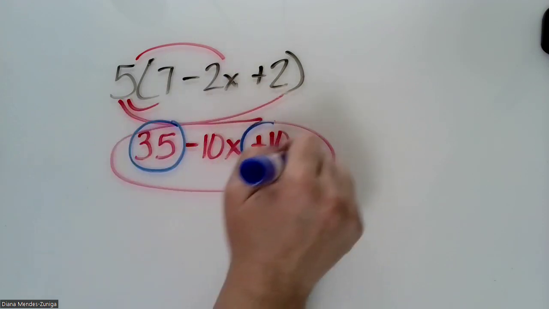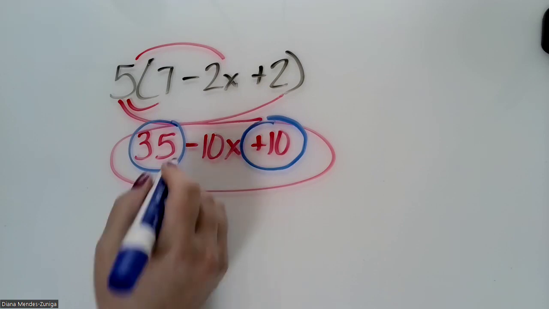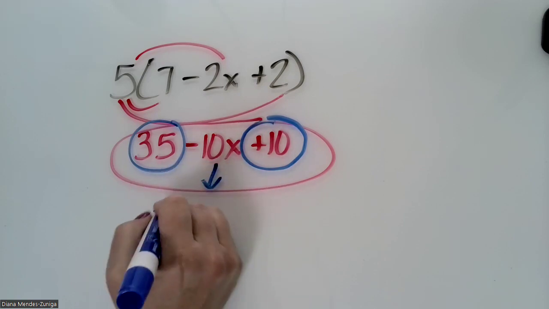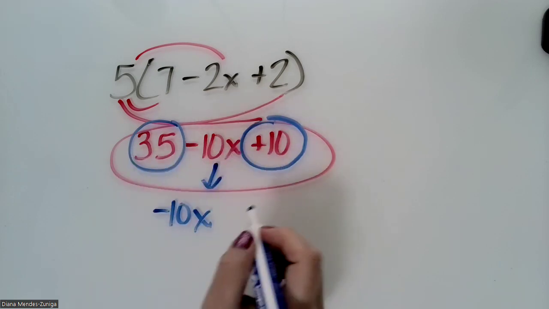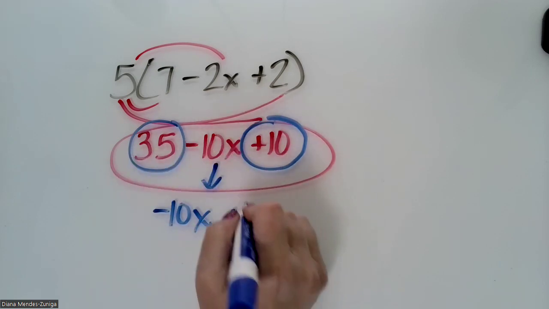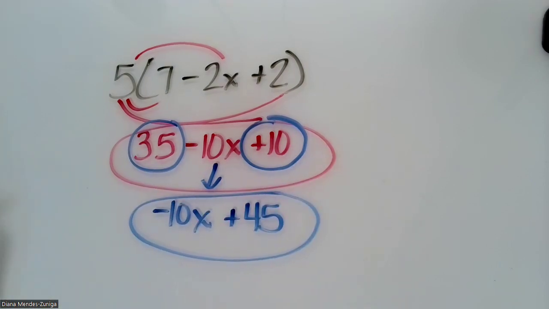Then your next step would probably be to combine your like terms here so that you could come up with an even more simplified answer, okay? Which would be bring this down, -10x, because it doesn't have a like term. And then we're going to add our 35 and our 10, and we would get 45. So our overall answer, after we've simplified it to the fullest, would be -10x plus 45.